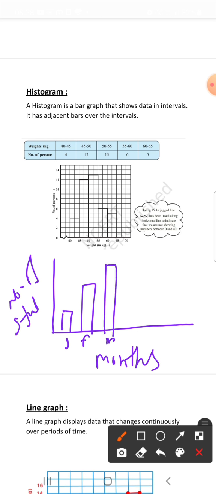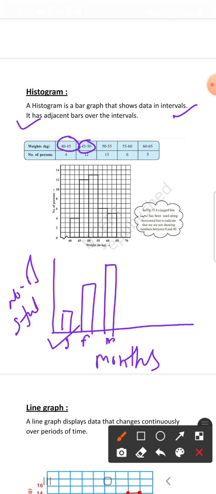But here you can see a histogram is a bar graph. It is also a kind of bar graph, but it shows data in intervals. There should be data given in the form of intervals. It has adjacent bars over the intervals. So here you can see the bars will be adjacent, touching each other. These will not be separated bars like this.